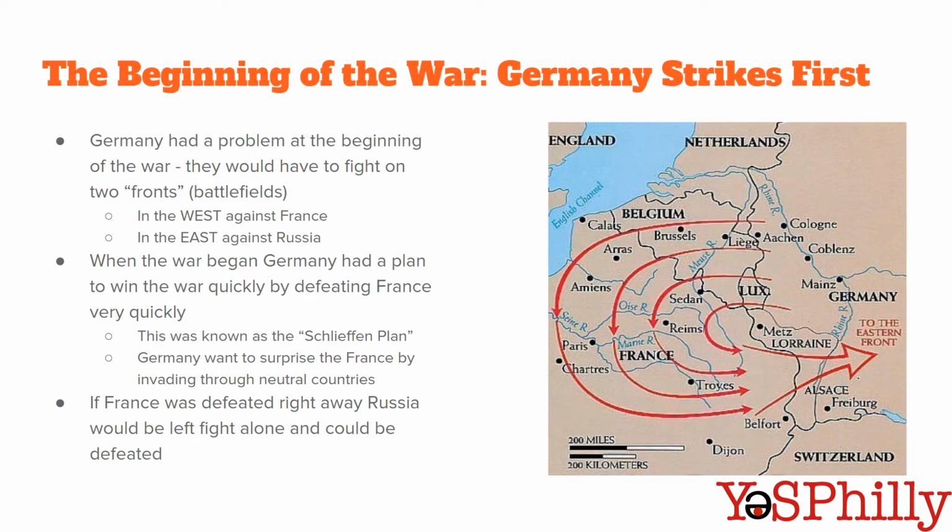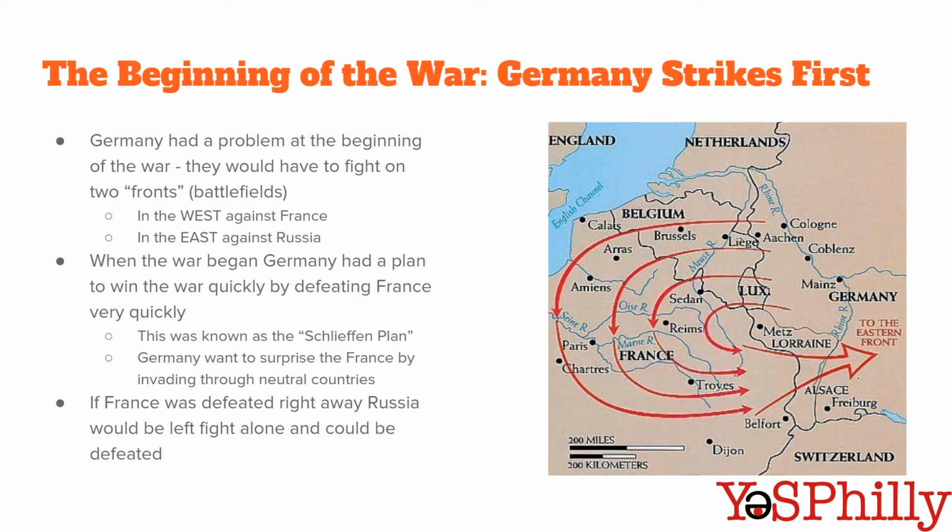So when the war began, Germany had a plan to win the war very quickly by defeating France very quickly. The goal was to knock France out right away, so they could turn their attention to fighting the Russians in the east. This was known as the Schlieffen Plan, which is named after the German general who came up with it.